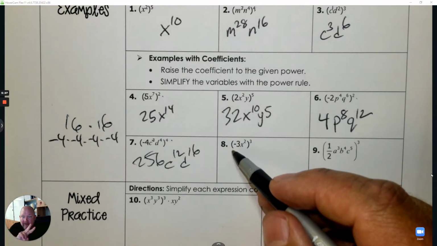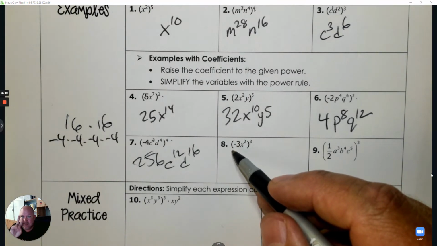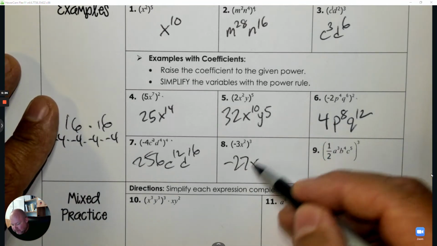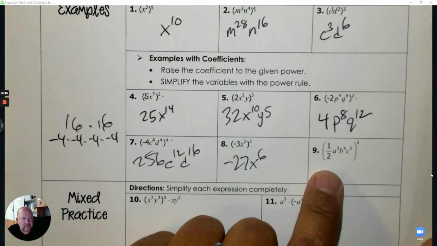That was a big number. -3 times -3, that's 9. And 9 times -3, that's -27. And then multiply the exponents. Oh, this is silly, isn't it?